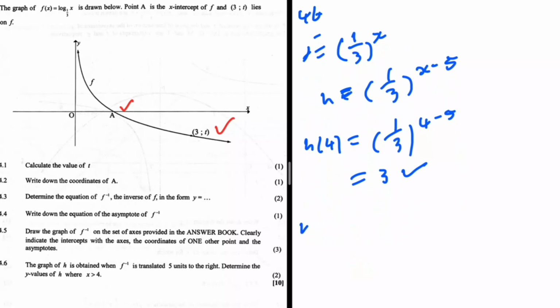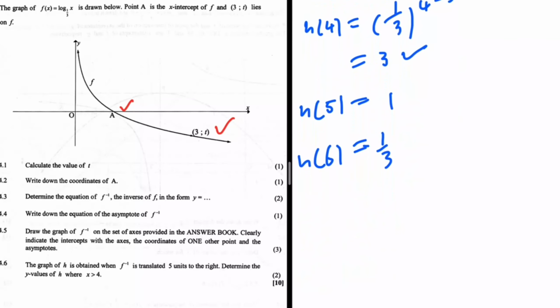So let's find out what h of 5 is equal to. So h of 5, that will be 5 minus 5, 1. Okay, h of 6, bear with me, you'll see what I'm doing. H of 6, therefore, is 6 minus 5. So that is 1 over 3. So when the values of x increase greater than 4, it gets smaller and smaller, right? It doesn't get to 0, but it just gets smaller and smaller.